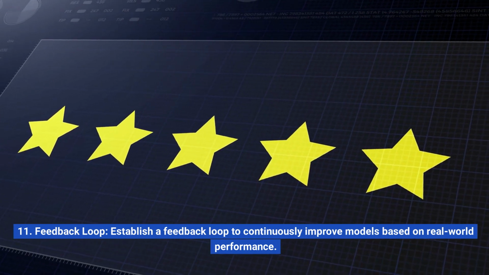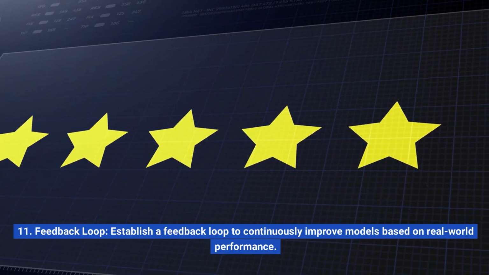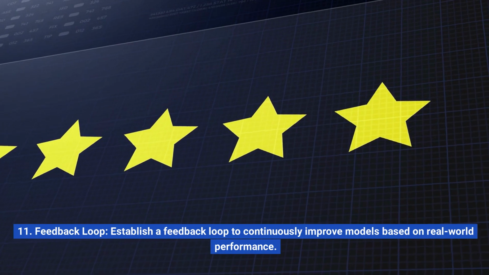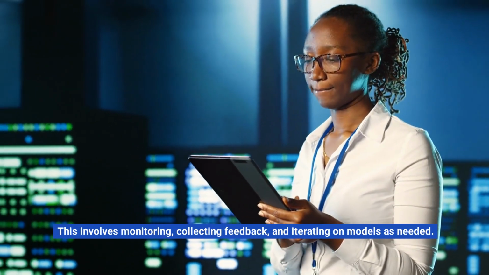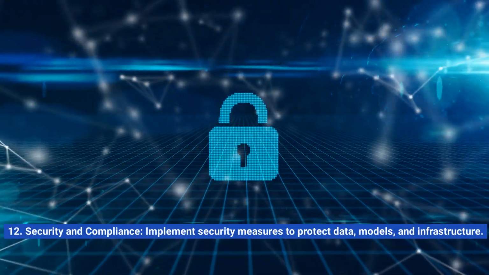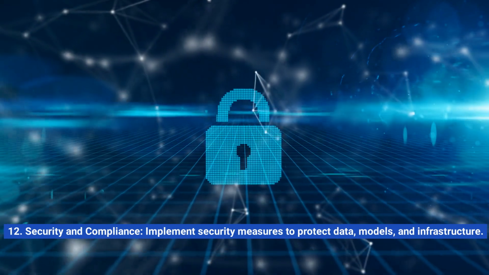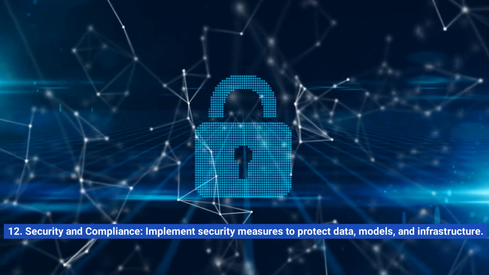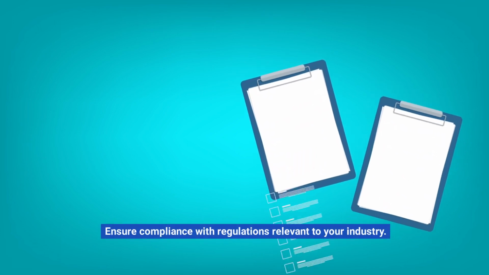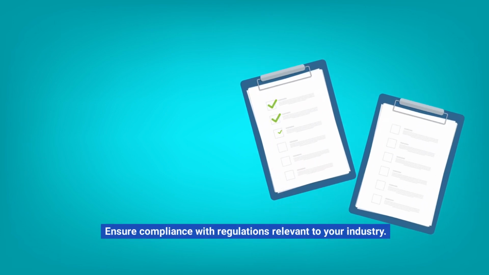Feedback loop. Establish a feedback loop to continuously improve models based on real-world performance. This involves monitoring, collecting feedback, and iterating on models as needed. Security and compliance. Implement security measures to protect data, models, and infrastructure. Ensure compliance with regulations relevant to your industry.